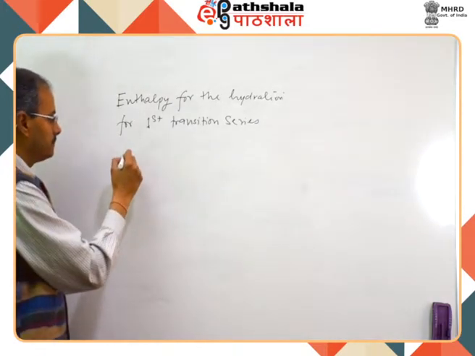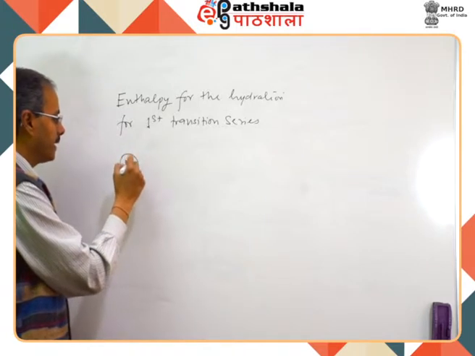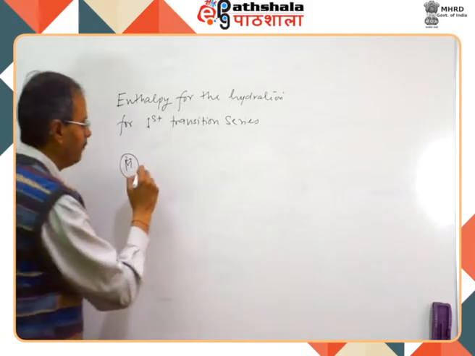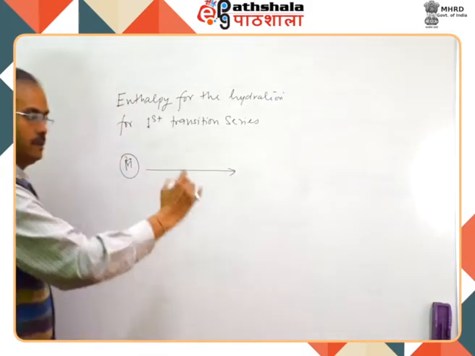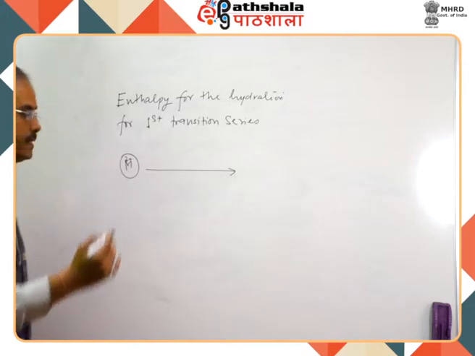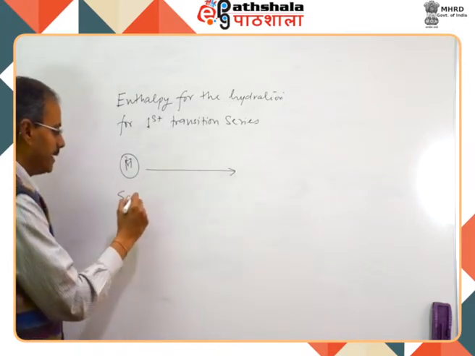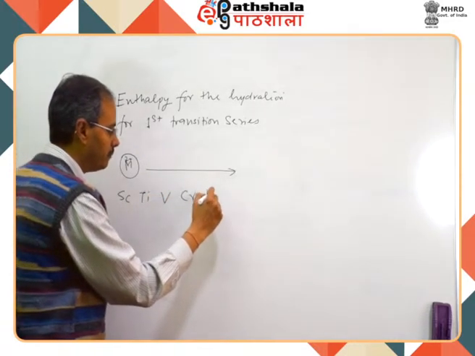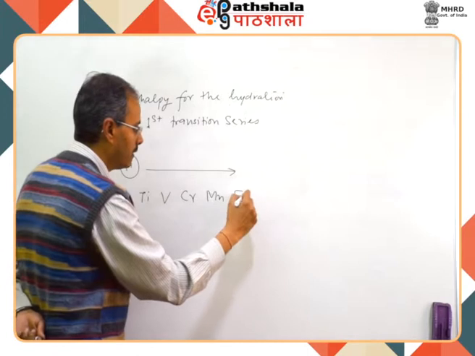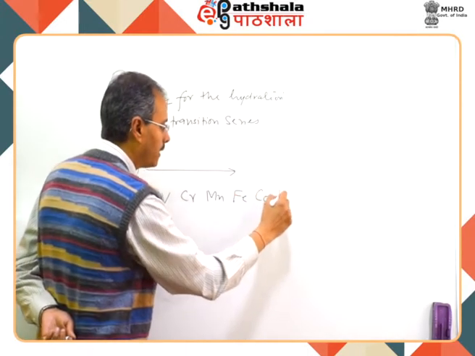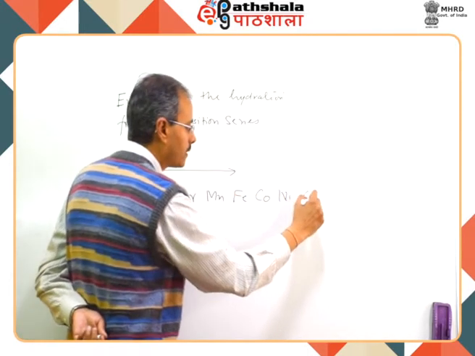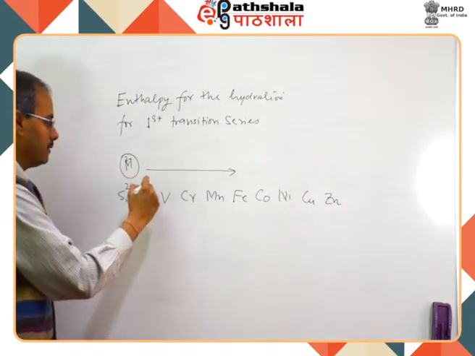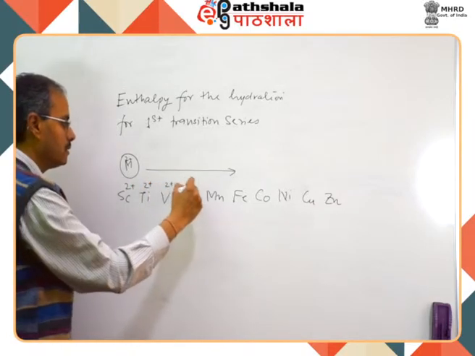So what will happen if this is the metal ion, remember in the +2 state, and we are moving along the transition series in this fashion, starting from scandium, titanium, vanadium, chromium, manganese, iron, cobalt, nickel, copper and zinc, and all these metal ions are in the +2 state.